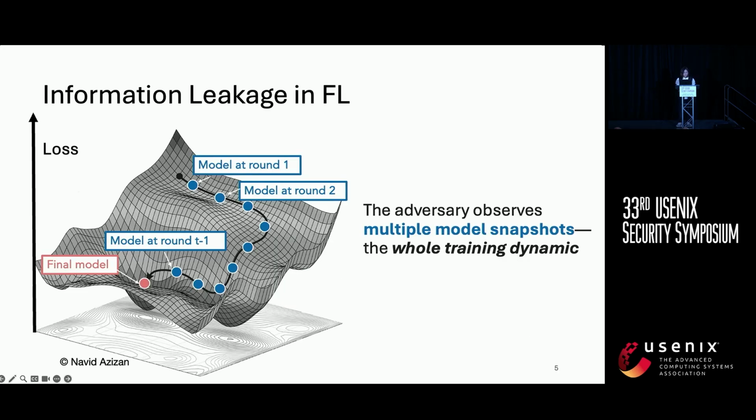Now, in the federated learning setting, parties share their local model in each round. So it means that the adversary can infer information from multiple model snapshots, and can observe the entire training dynamic. Using the membership inference attack framework, parties can monitor their privacy risk by running the attack algorithm locally, inferring the membership based on all model snapshots.